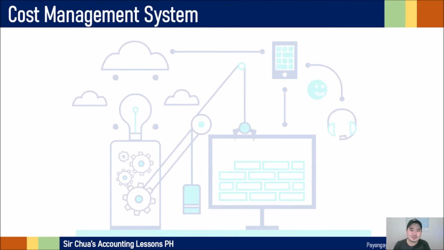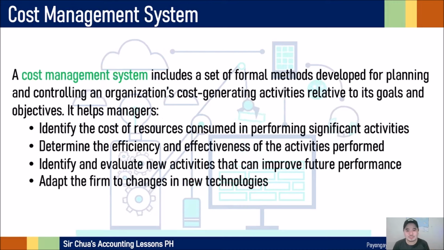Now, let's talk about a cost management system. Cost management system basically refers more to cost management. Okay? It includes a set of formal methods developed for planning and controlling an organization's cost-generating activities relative to its goals and objectives. So we are relating cost management to the goals and objectives of the entity and paano mapapababa or mare-regulate ang cost. So ganun din ang function. Kung mapapansin nyo, what we are talking about is just the same. It's just that it's being applied on a high-tech perspective kasi bigla siyang naging accounting system.